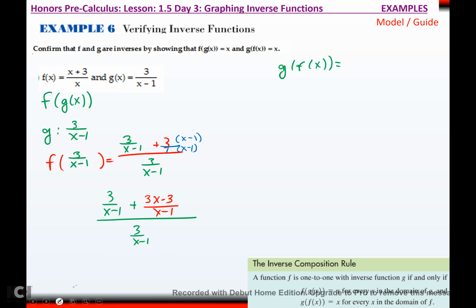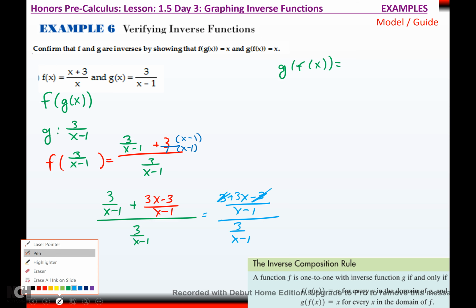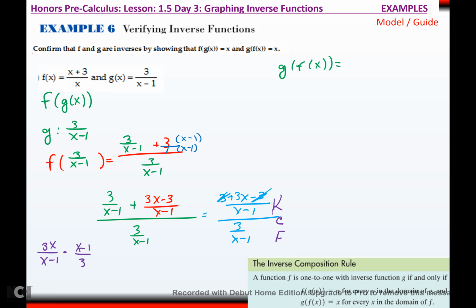So now on top, I can combine like terms, which is going to be 3 plus 3x minus 3 over x minus 1, all over 3 over x minus 1. Those 3's cancel. So now that I've simplified the top, I can keep, change, flip. So I'm going to keep 3x over x minus 1, change to times, flip the bottom, x minus 1 over 3. These cancel, and I get 3x over 3, which just gives me x.